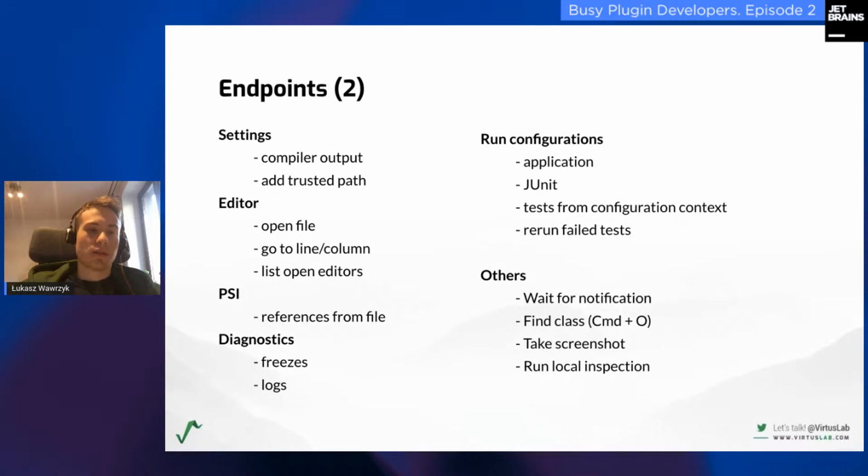You can open an editor with some file. You can navigate within this editor to different places. You can check what editors are open. You can check references from a file. You can check what freezes occurred so far with duration and stack trace. You can report them. You can check logs, especially look into errors. You can run different things, applications, JUnit tests. You can run tests from context, from different scopes. You can rerun a failed test. You can wait for a notification, take a screenshot, run a local inspection, find a class.